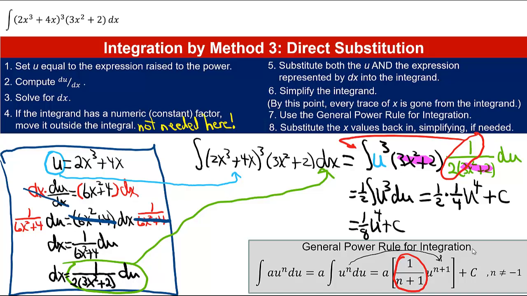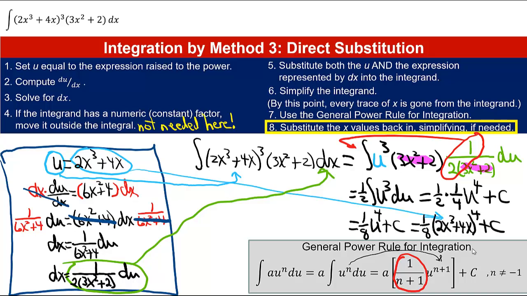And now we're ready to do step 8, which is to substitute the x values back in. Remember that we put the u's in there. They weren't in there originally. So in the end, we have to put the x values back in. So I take that value, 2x cubed plus 4x, and put it back in place of the u, and that gives us the final answer.